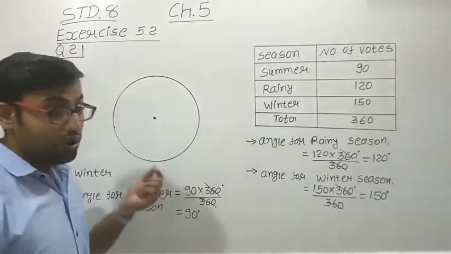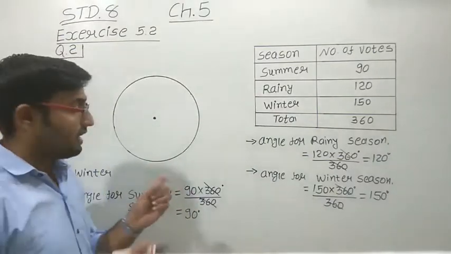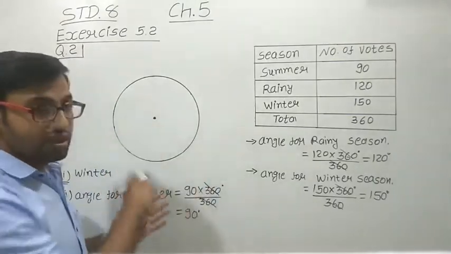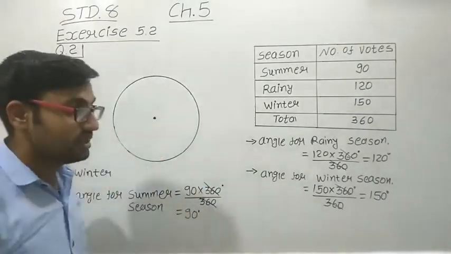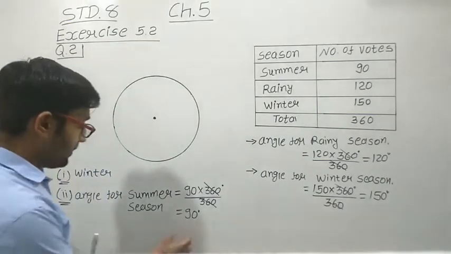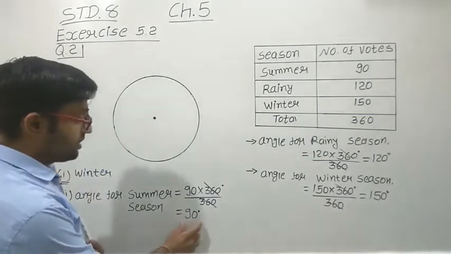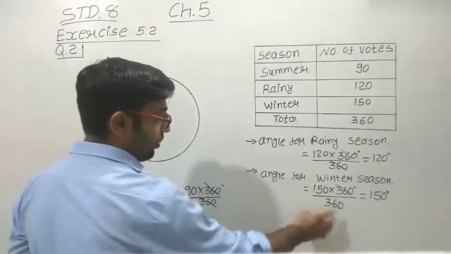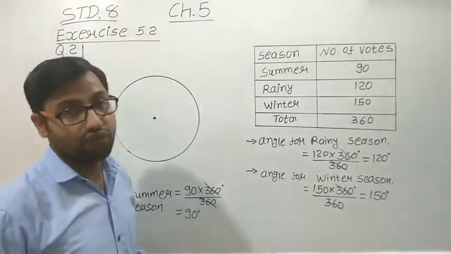Do not draw the circle by taking a small radius. Take some radius and draw the circle so that it is easy to see the graph. Okay, now here we have all the angles. The angle for the summer season is 90 degrees, the angle for the rainy season is 120 degrees, and the angle for the winter season is 150 degrees.